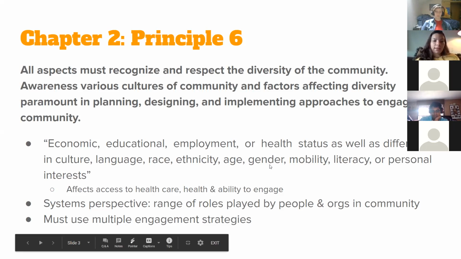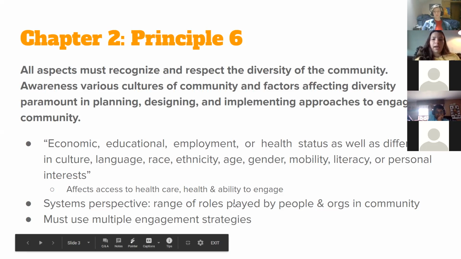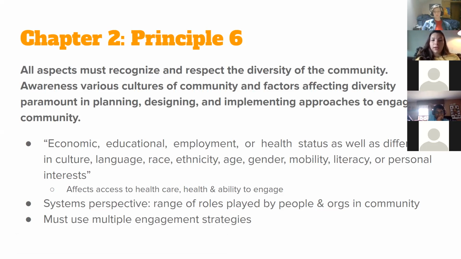They also define something called the systems perspective, which is that there are a range of roles played by people and organizations in a community. As an individual, you might be playing the role of just you, only representing yourself, but you're volunteering for an organization to help something in the community. That's an example of that. Based off of this, you must then use multiple engagement strategies because people have different roles.